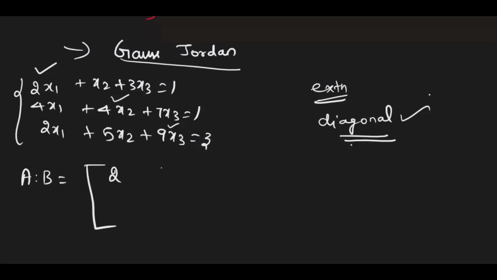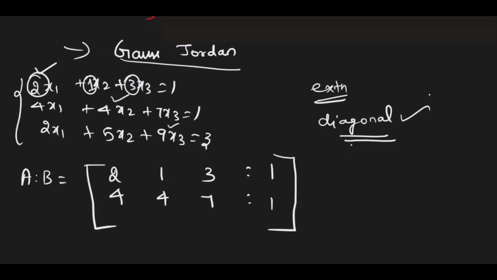So we'll be writing the augmented matrix. What are the coefficients? First row 2, 1, 3, and colon 1 which is there on the right hand side. Second row 4, 4, 7, and then right hand side we have 1. Third row 2, 5, 9, and right hand side we have 3. So we've written the augmented matrix.